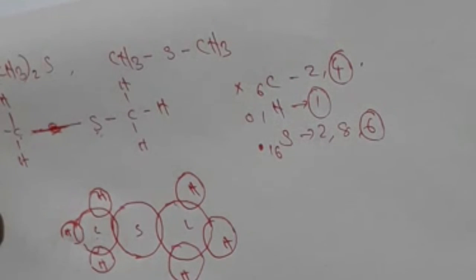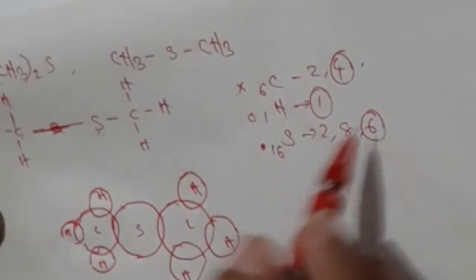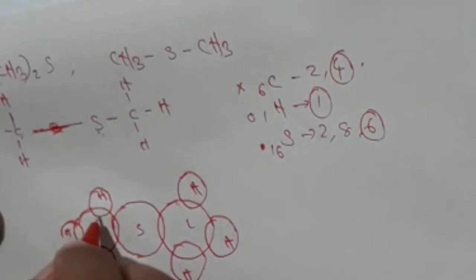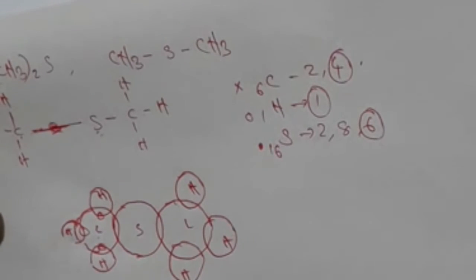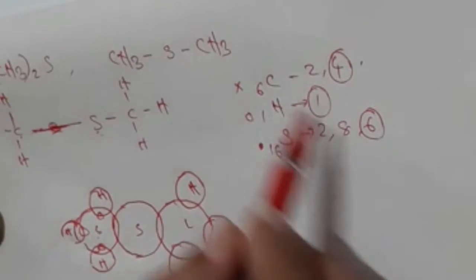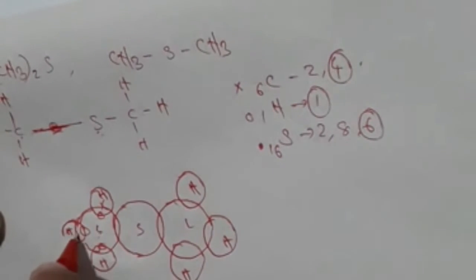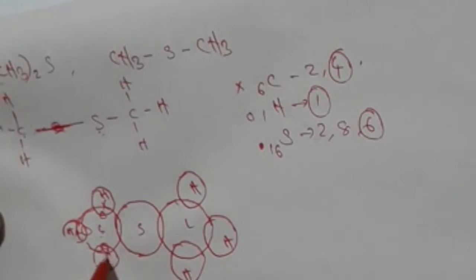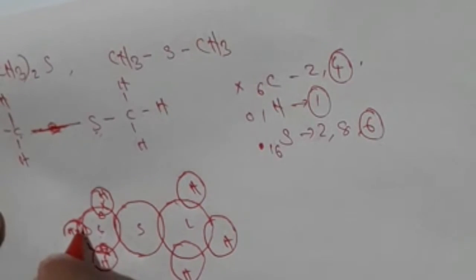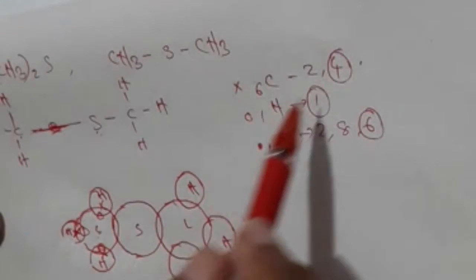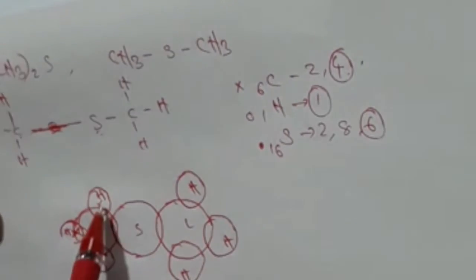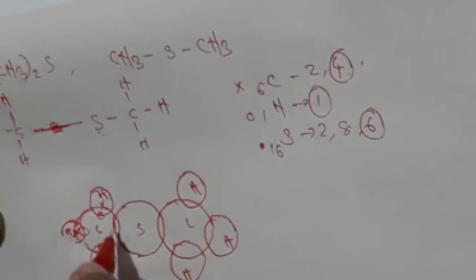Then we have to arrange electrons. We know hydrogen has only one electron, so use O to represent electrons of hydrogen. Carbon, we have to use X. One pair of electrons is shared between carbon and hydrogen. Now look here, carbon has 4 electrons; we did 1, 2, 3, and 1 electron is shared between carbon and sulfur.